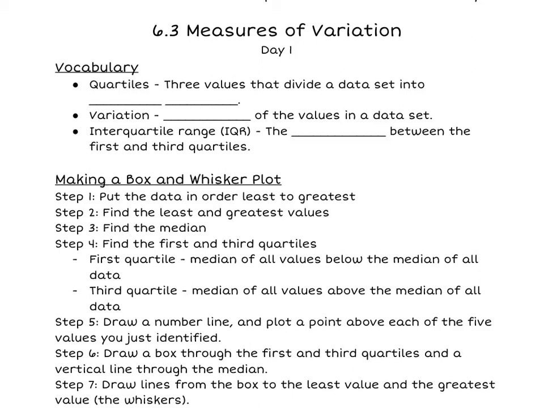So our first vocabulary is quartiles. There are three values or numbers that divide a data set, which is a group of numbers, into four parts. Quartiles gives you the four, so we're getting three numbers that divide them into that. It'll make sense when we see one.